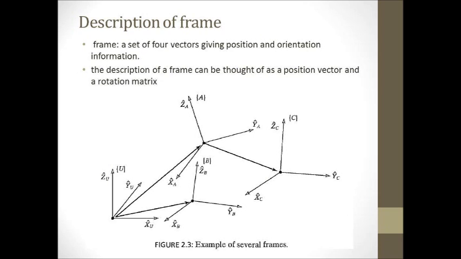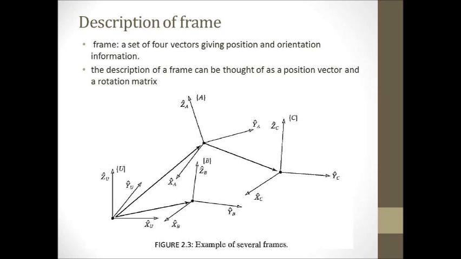The frame is a set of 4 vectors giving position and orientation information. The description of a frame can be thought of as a position vector and a rotation matrix. Note that the frame is a coordinate system where, in addition to the orientation, we give a position vector which locates its origin relative to some other embedding frame.